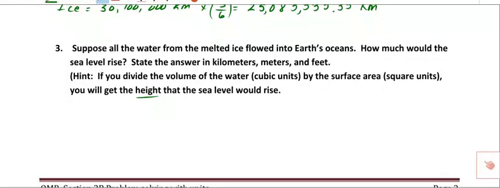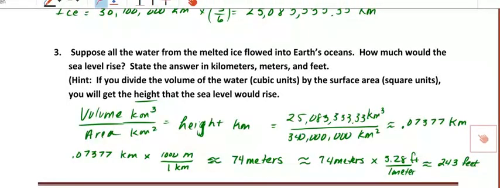So think about it. Okay, so given that hint, if we take the volume of the water in cubic kilometers, divide that by the surface area in square kilometers, we'll get the height in kilometers. So the volume of the water we found was 25 million earlier. The area was given to us as 340 million square kilometers. And if we divide that out, we get 0.07377 kilometers. So that would be how much height would be introduced into the oceans of the world.